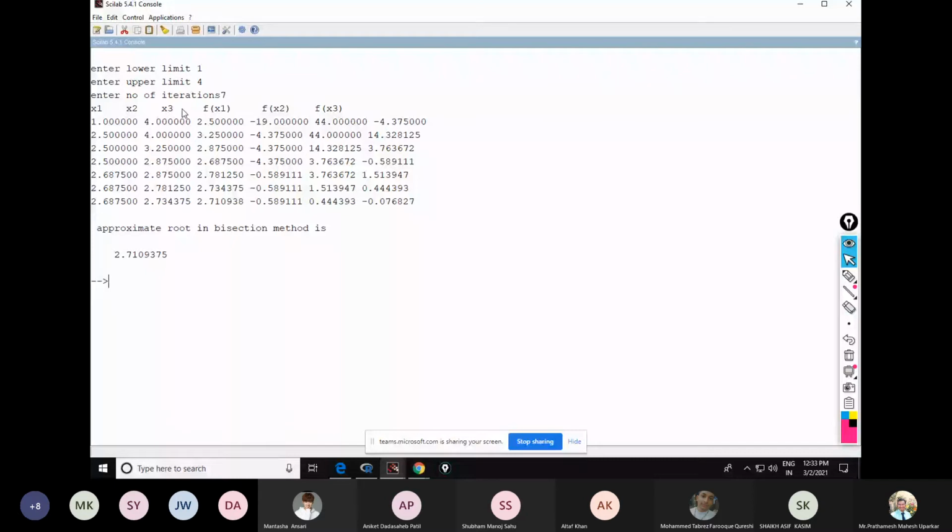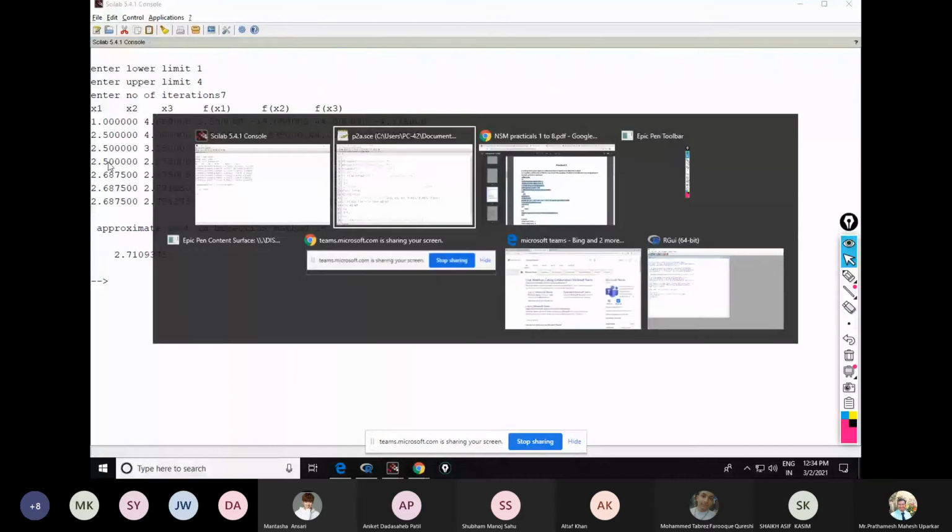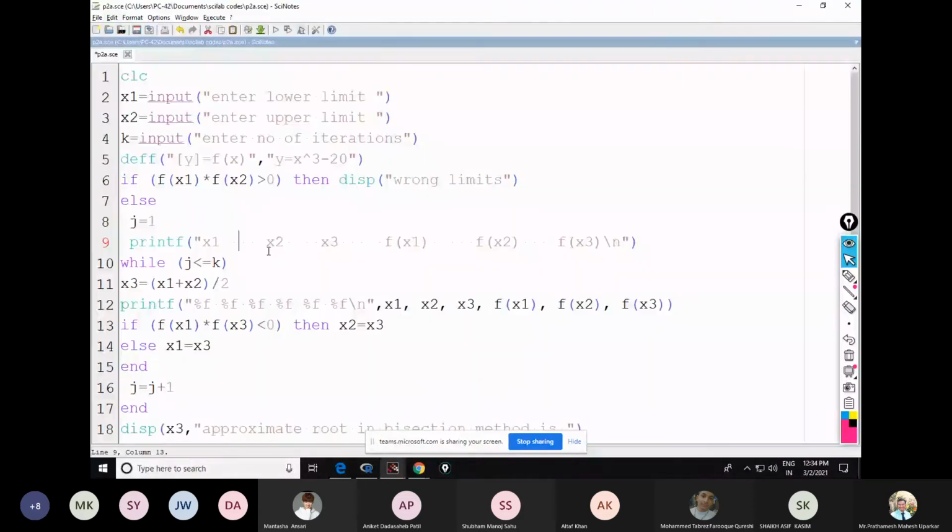See, the columns are not arranged because I don't know how much space to be given. So this line is not necessary. That is x1, x2, x3. But I have written so that I will understand what column में क्या print हो रहा है. So let me use this code. I will give more space in between, and then I will execute.